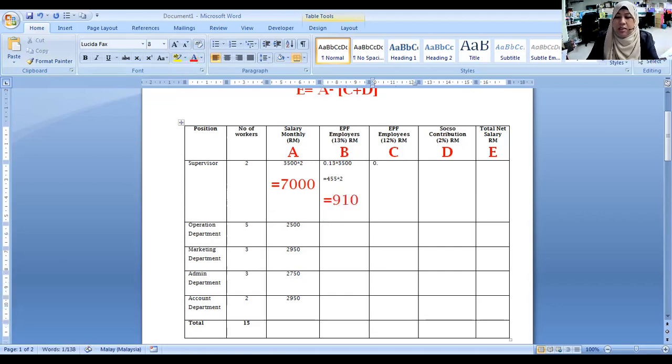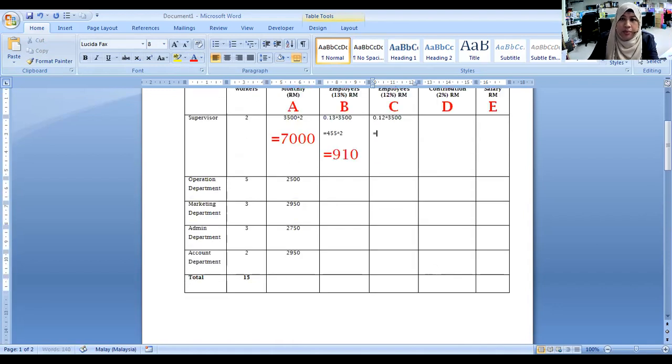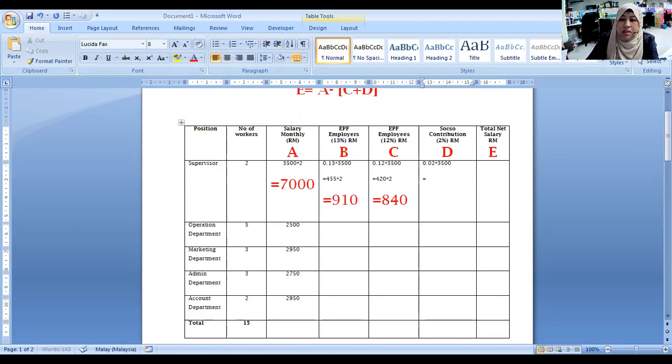And then the next one is for the employees. Contribution for employees is 12% times with 3,500. How much will you get? 420 times with 2, and you will get 840, right? And then for 2%, 0.02 times with 3,500, how much will you get? 70. 70 times with 2, so you will get 140.